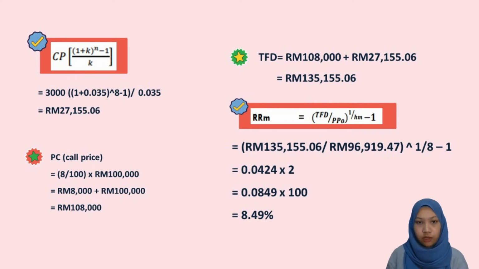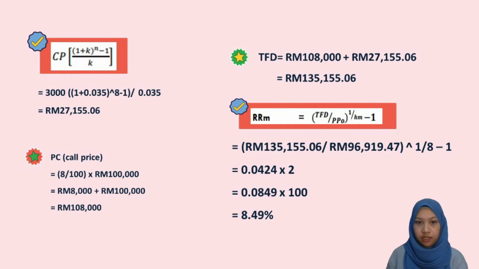For step 3, we need to find the total future dollar using the formula: total future dollar equals selling plus coupon reinvested. Coupon reinvested here refers to the reinvestment interest that we had calculated earlier. So 108,000 ringgit plus 27,155.8 cents equals 135,155.8 ringgit. Lastly, step 4 is we need to find the approximate realized yield using the formula RR equals the bracket of total future dollar divided by P, to the power of 1 divided by N, minus 1.